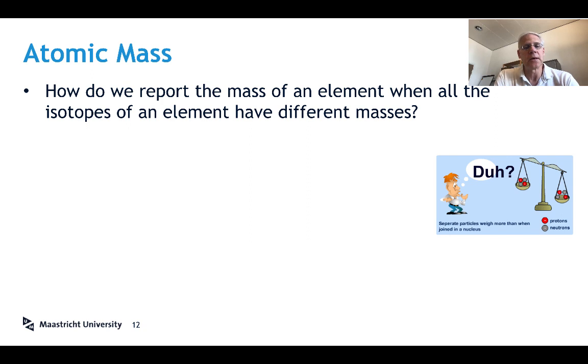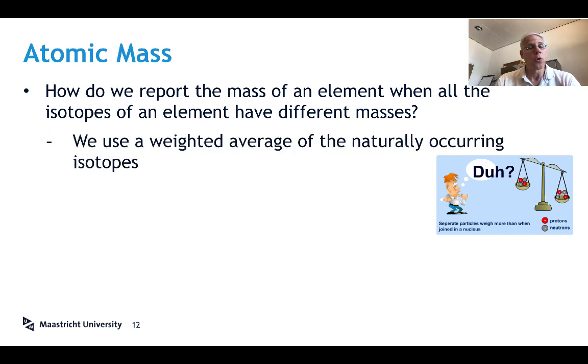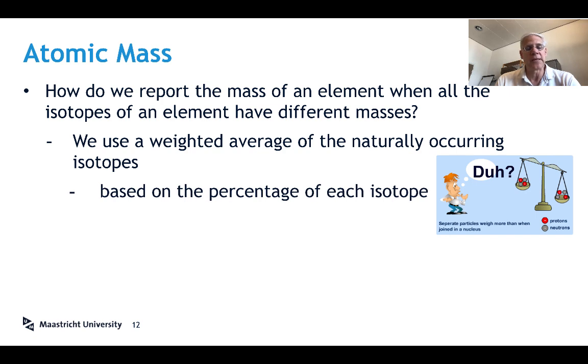Now, if we look at the masses of those neon isotopes there, we saw that they all had a different mass. And yet, when we look at the periodic table, we see that there's only one mass listed. So how do we report a single mass of an element when all of the isotopes of the element have different masses? What we need to do is find a way of averaging all of those different masses. Now, we don't just use a straight average. We use something that's called a weighted average for all of the naturally occurring isotopes. And when we have a weighted average, it means that we take into account the percentage of each isotope. So what is the naturally occurring percentage for each isotope?